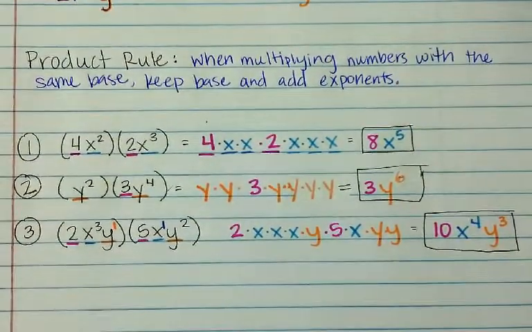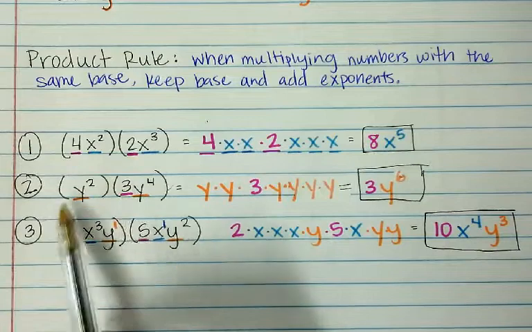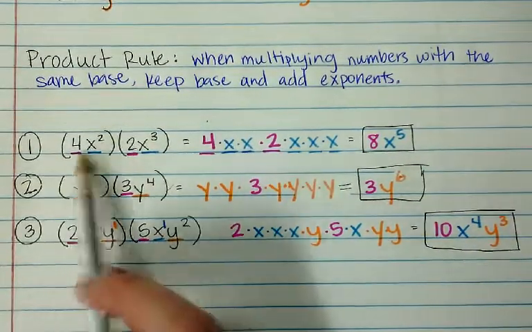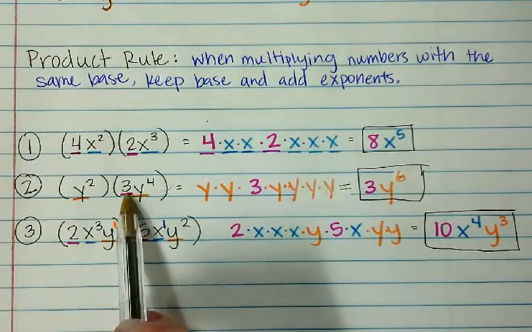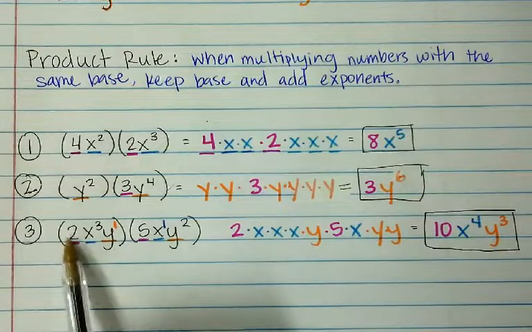But guys, here's my question. What did we do to our coefficients? Did we add up the coefficients? No, what did we do to our coefficients? We still multiplied our coefficients. So 4 times 2 was 8. 3 times, I guess that coefficient is just 1, is 3. 2 times 5 is 10.